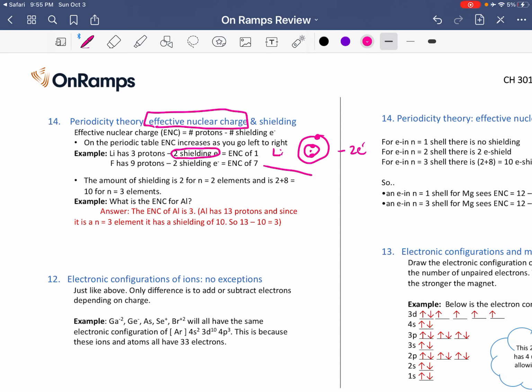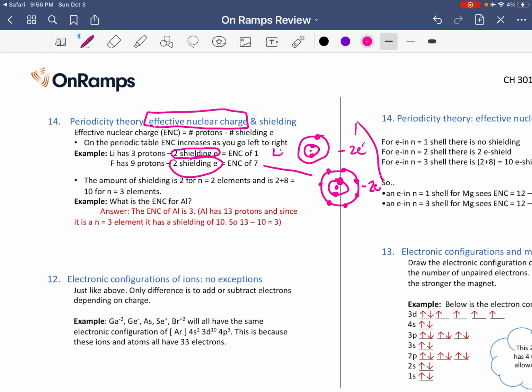Fluorine has 9 protons, so let's do that. So 9 protons means 9 electrons. 1, 2 in the first shell. 1, 2, 3, 4, 5, 6, 7, 8, 9. So again, we still have 2 electrons shielding the valence electrons from feeling that positive charge. So that's how many electrons are shielding.